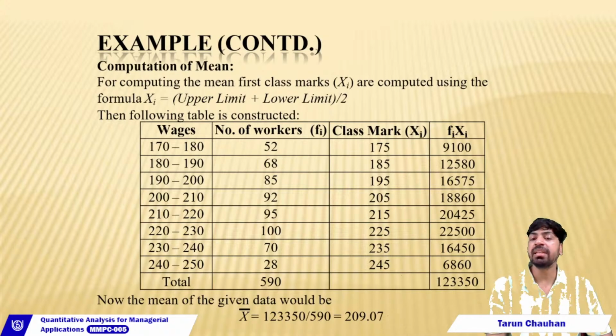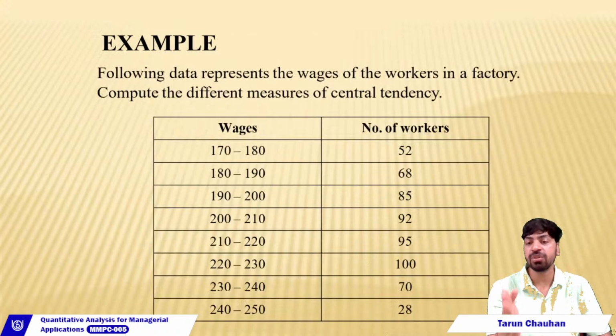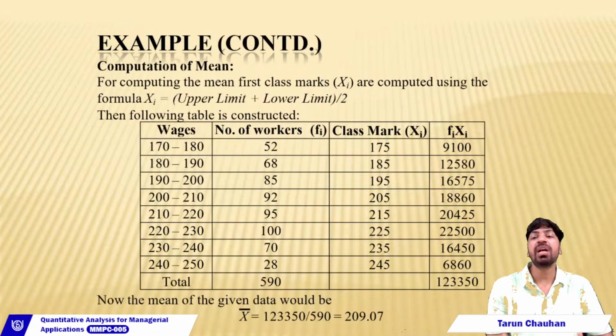So in this particular series, how to calculate the mean? That is sigma fx by sigma f. Fx is frequency into x. What is frequency over here? In the question, the frequency is already given to you, that is the number of workers. But what is x? X stands for class mark.